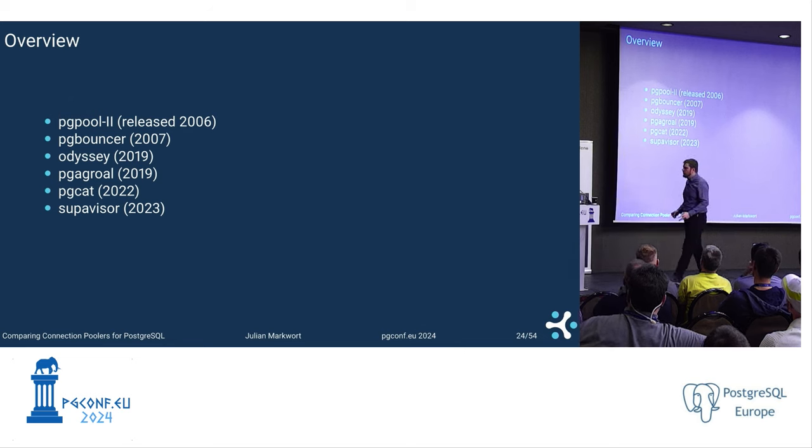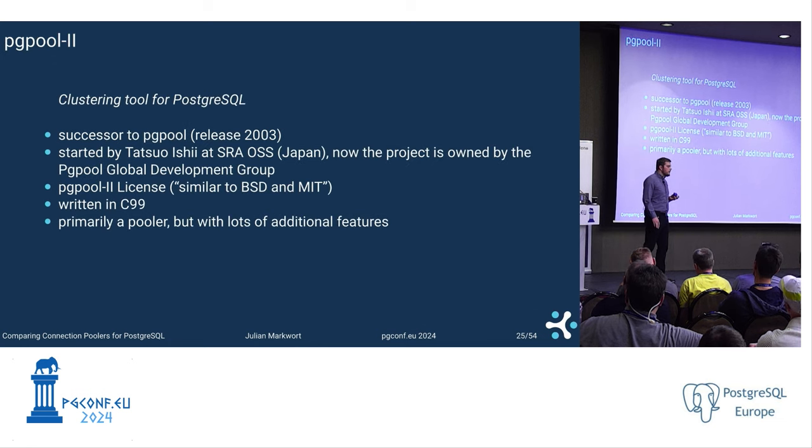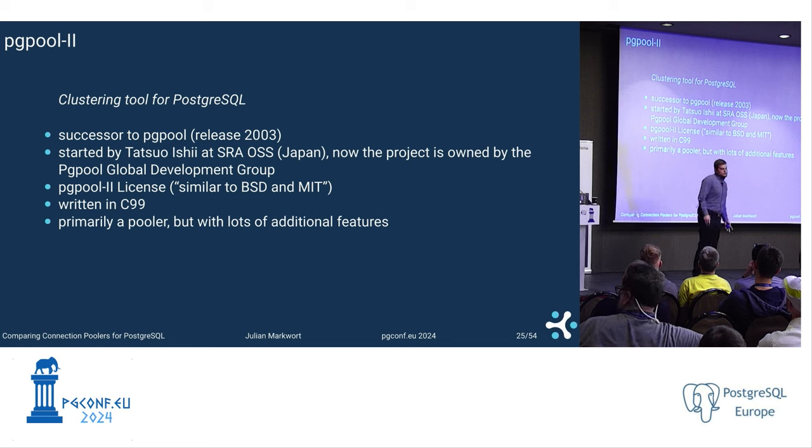Odyssey was an attempt to revitalize pgbouncer development, basically, because it was stuck in a long loop of sleep, in 2019. And then there came some others that perhaps drew inspiration from this, pgagroal from 2019, and pgcat from 2022, and supavisor from 2023. And so I'll introduce each pooler here one by one and talk a bit about them, and then we'll run through some comparisons, actually. So pgpool describes itself as a clustering tool for PostgreSQL.